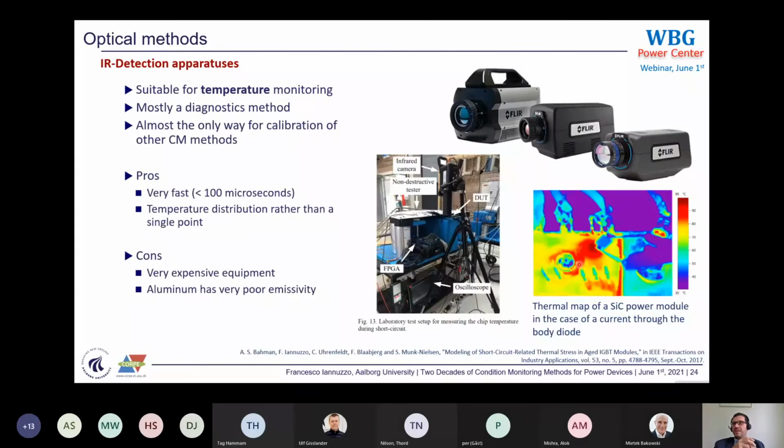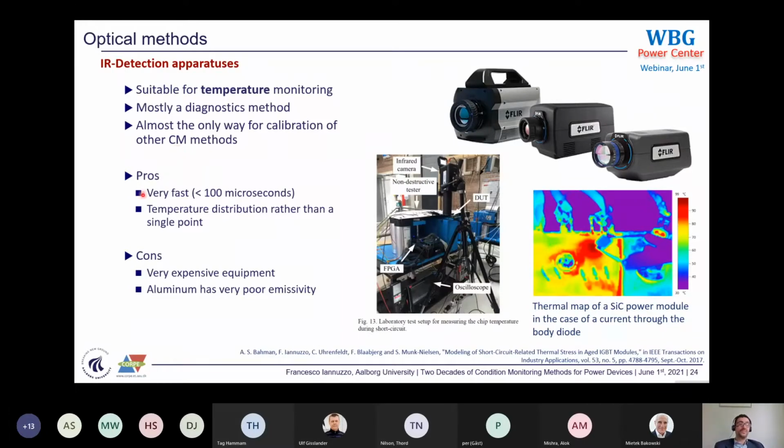I mentioned in the beginning, infrared detection apparatuses are in principle not a condition monitoring method, but rather a diagnostic method. The reason why I mention them is because they are almost the only way we use to calibrate other condition monitoring methods. So it is rather used as a reference, I would say. The reasons are manifold.